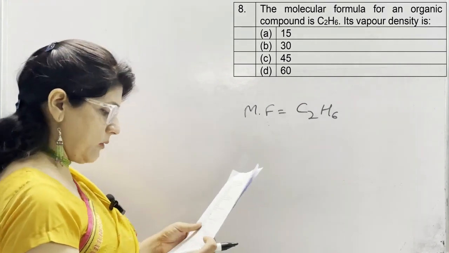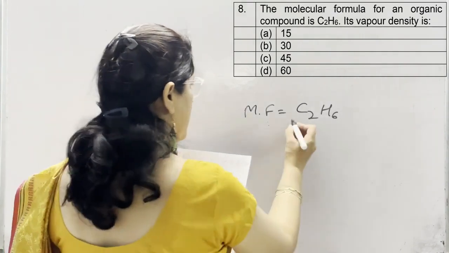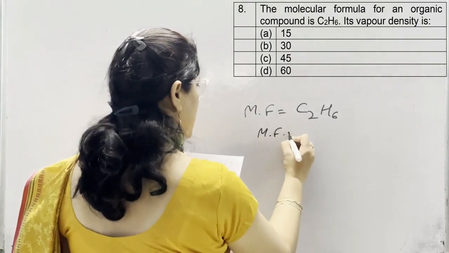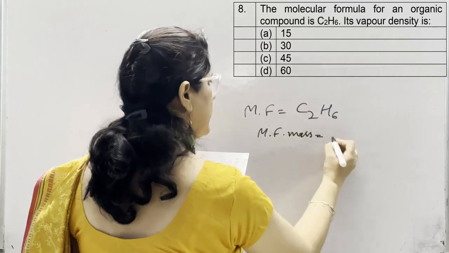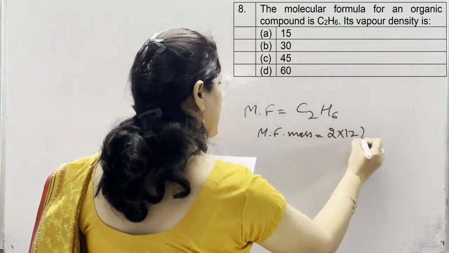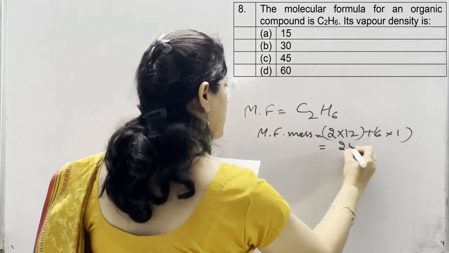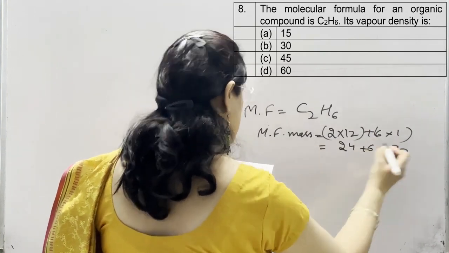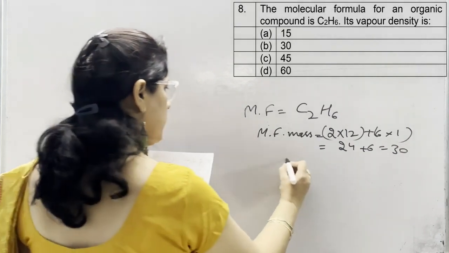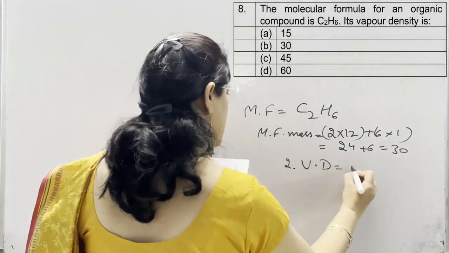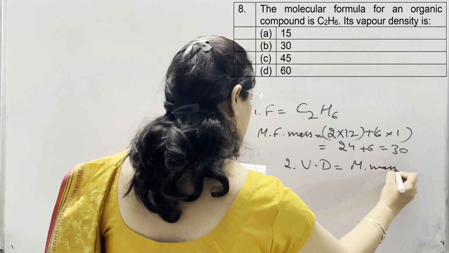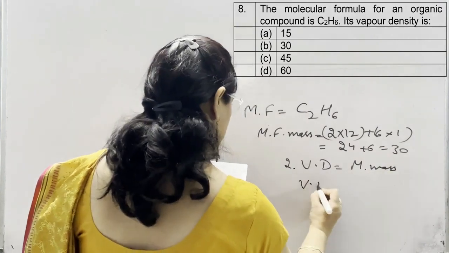So, first we need to calculate the mass of this molecular formula, and molecular formula mass is equal to 2 into carbon. Carbon means 12 plus 6 into hydrogen atomic mass is 1. So, 24 plus 6, it means 30 amu. Now we know 2 into vapor density is equal to molecular formula mass. We need to calculate vapor density.